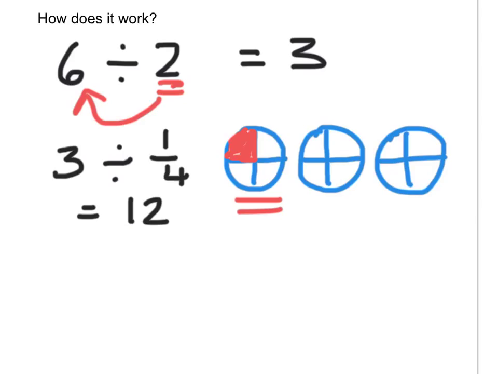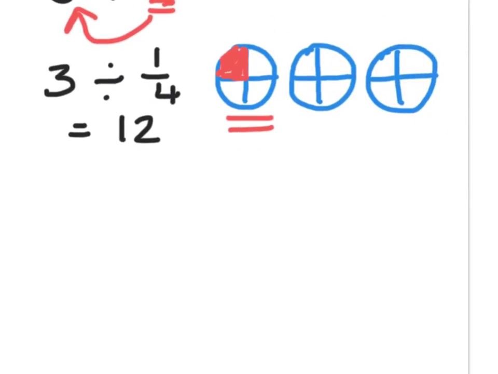Let's have a look at another quick example like that. If you have, say, 6 divided by 1/3, well, the principle is the same. How many thirds do we need to make up 6? Well, 3/3 makes up 1 whole thing, so to make up 6 whole things, you need 18 thirds.